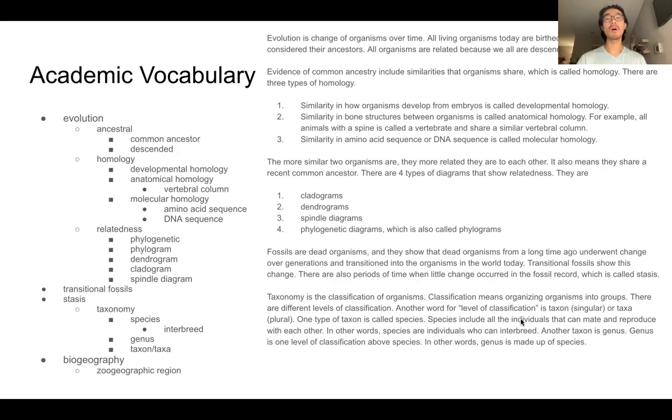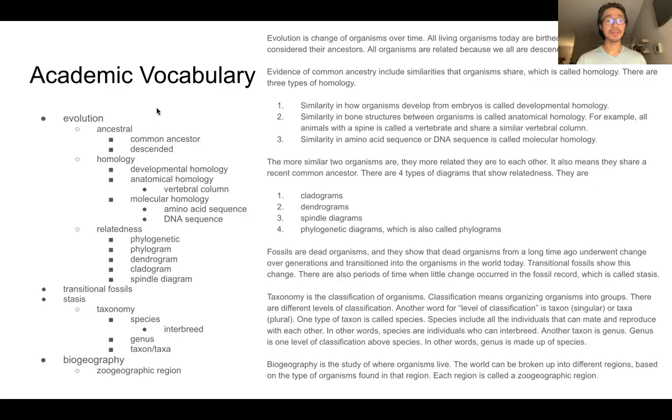Species include all the individuals that can mate and reproduce with each other. In other words, species are individuals who can interbreed. Another taxon is genus. Genus is one level of classification above species. In other words, genus is made up of species.